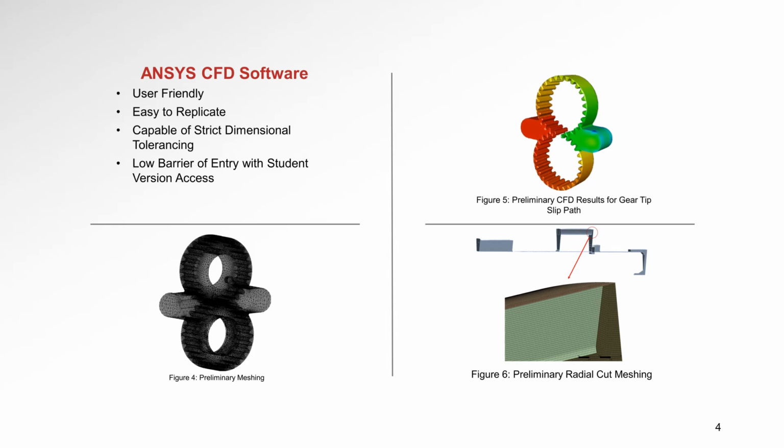Figure 5 are some preliminary results based on the meshing, and that shows a pressure gradient with expected low pressure regions and high pressure regions at the inlets and outlets. And figure 6 gives a further detailed view on our radial cut mesh, which is going to cover all three slip paths simultaneously.